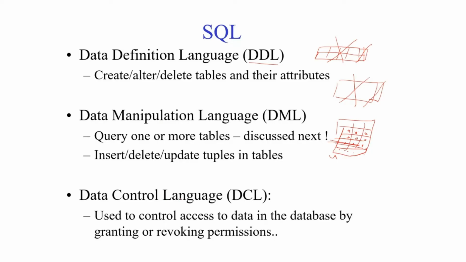Then the third one is called Data Control Language. Data Control Language gives some kind of permission. It can grant some permission, and it can revoke some permission. First, we will understand these two, starting from the Data Definition Language. We'll see the commands, and then we will go to the Data Control Language.